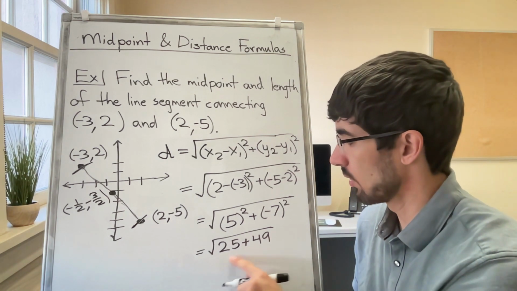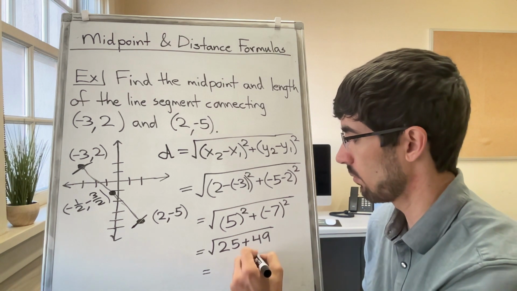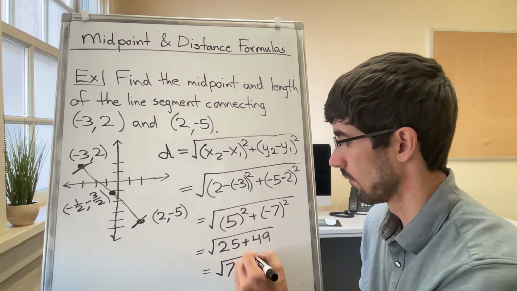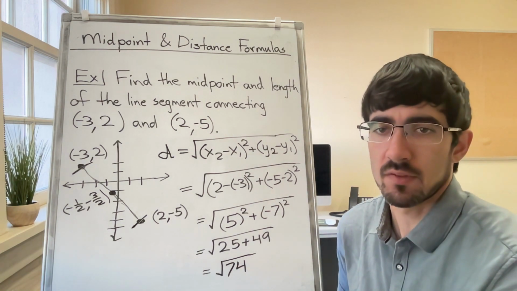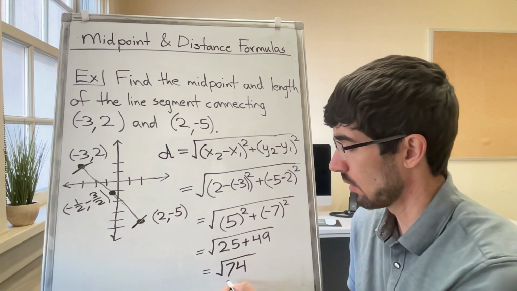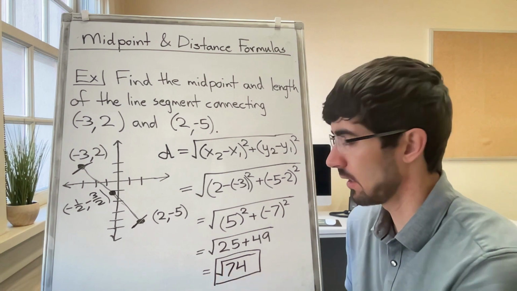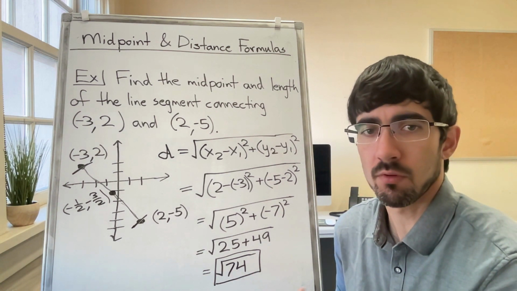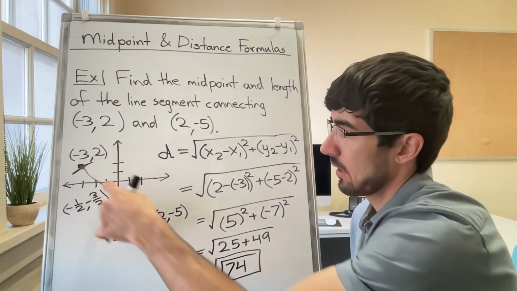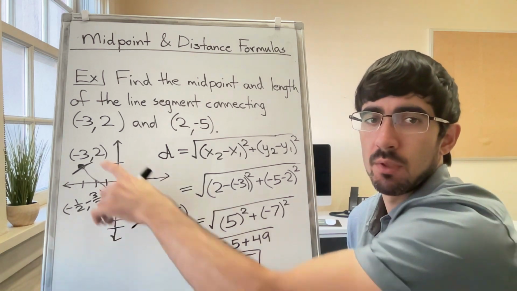Remember, I can't just take the square root of each of these. I have to keep simplifying within the radicals. So 25 plus 49 is 74. I get the square root of 74. Now that's not a perfect square. That's an irrational number, and we're just going to leave it in this format. You could also find a decimal approximation if you prefer that. But whatever this number represents, square root of 74, that's the length of this line segment. That's the measurement of the distance from here to here.